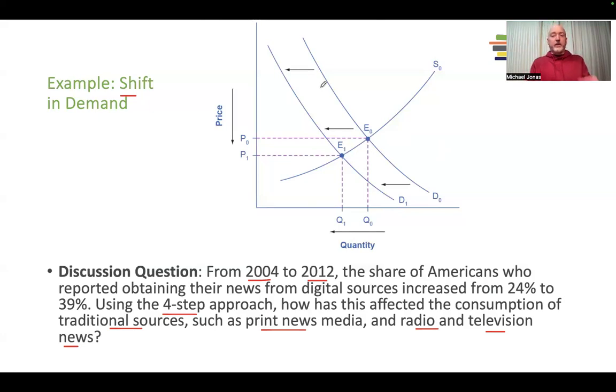In either case, what we should see, again, is decreased quantity demanded at every price. That's the very definition of a shift to the left or a decrease in demand. So step number one, find the initial equilibrium. Step number two, identify the side of the market that's affected, demand for traditional news sources in this case. Step three, find the direction of the shift, a decrease, shift to the left. And then step number four, track the movement of the equilibrium.